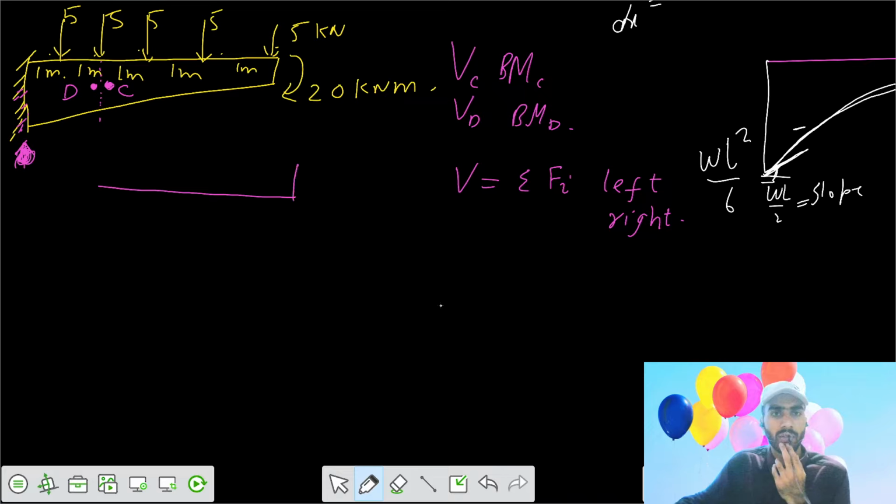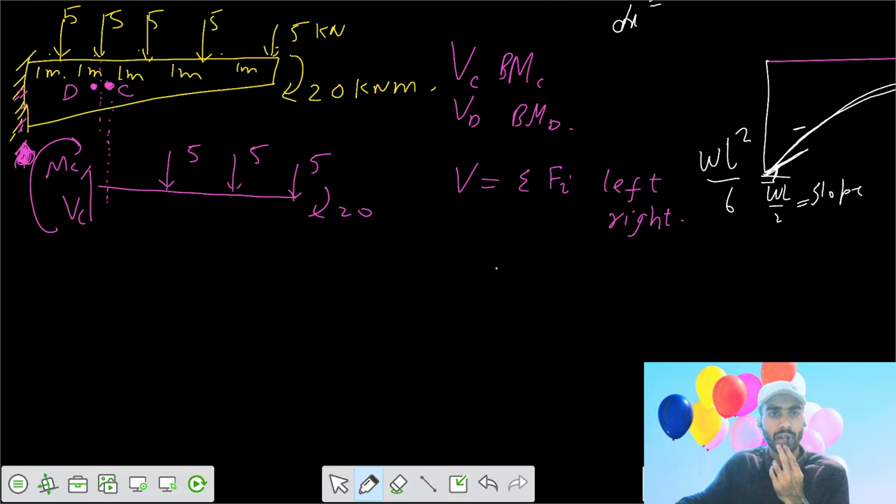Say here the load is acting 5 kilonewton, 5 kilonewton, 5 kilonewton. So you are cutting just before C. Say this is your point C. The shear force here is VC, and the moment here is moment MC. Then we also have 20 kilonewton meter acting clockwise. Let's say this is 1 meter, this is 1 meter, and this is 1 meter.